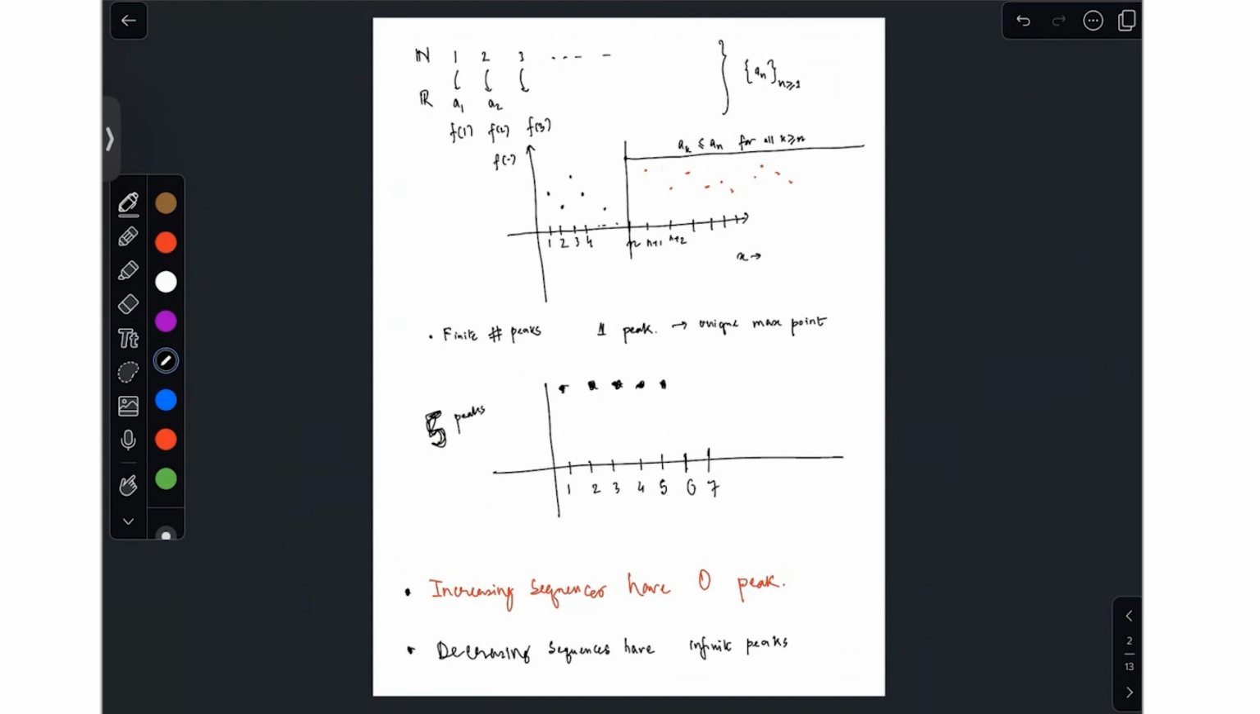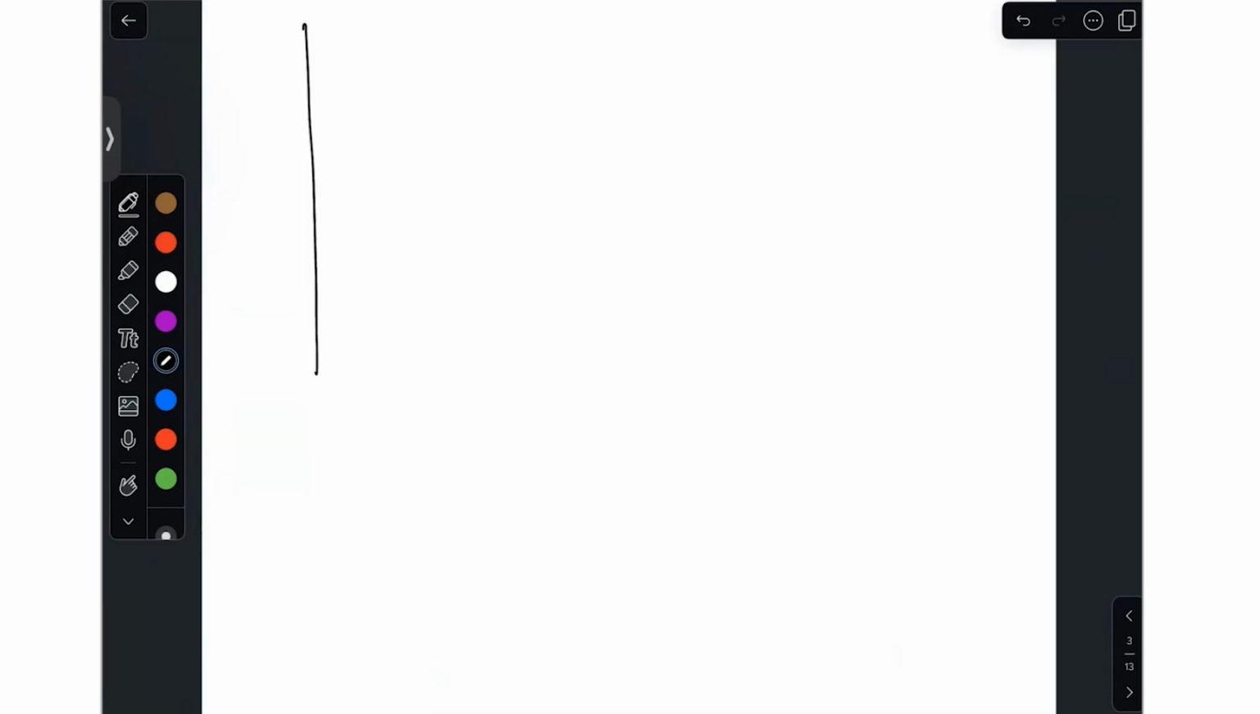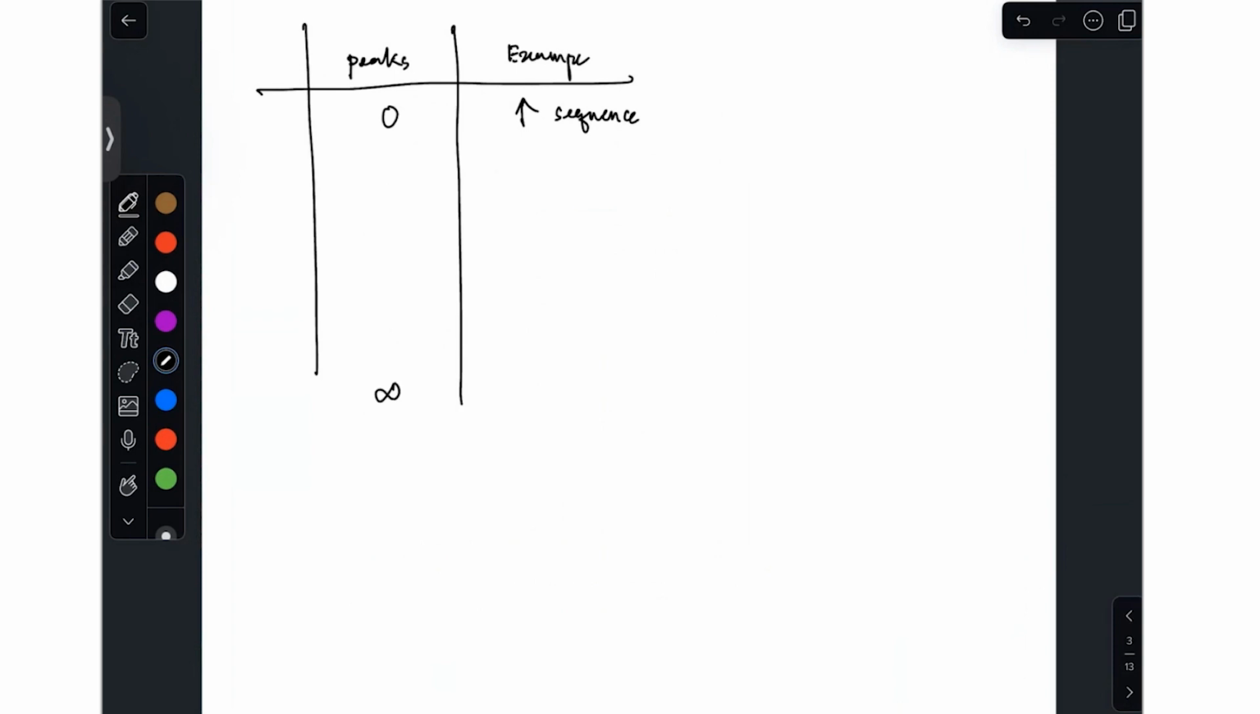This is called an extreme value problem. In other words, you're trying to understand what happens at the extreme. So number of peaks: that's how you organize your knowledge, whatever you have gathered. Example: 0 peaks you have understood, increasing sequence. Infinite peaks you have understood, decreasing sequence. Right. Now let's see the options.